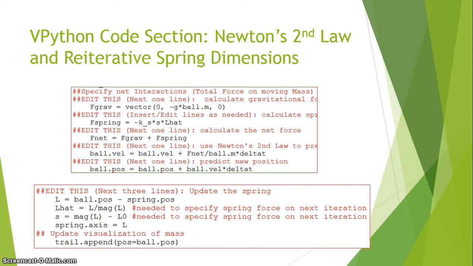The code shows that F net is equal to the sum of the spring force as the system oscillates and the gravitational force of the Earth, which constantly pulls at the system. Using Newton's second law, we can then update the velocity and position of the system in order to determine the spring's length as it changes during the period of oscillation.